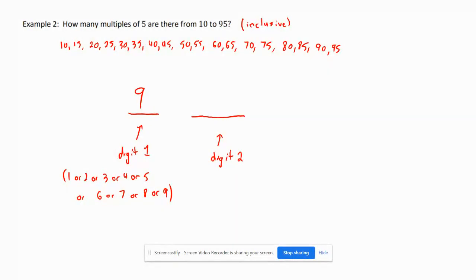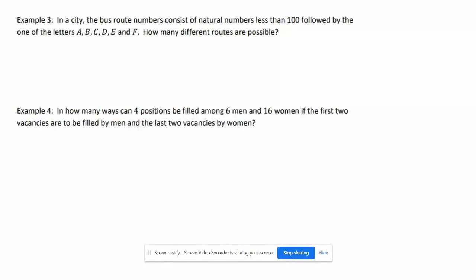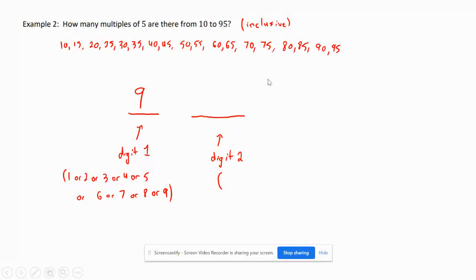Okay, what could digit number 2 be? Well, since it's a multiple of 5, digit number 2 could be a 0 or 5. That means there's 2 options there. 9 times 2 equals 18, which is the same 18 that we've listed over here. So the answer to this question is 9 times 2, the number of options for digit number 1 times the number of options for digit number 2, which equals 18.